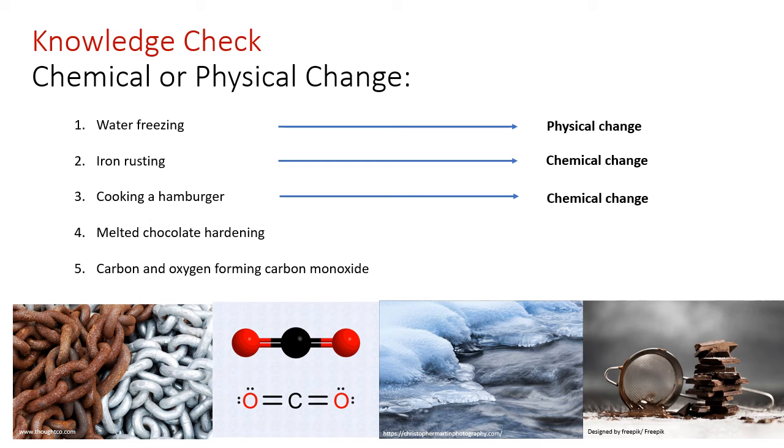Melted chocolate hardening. This would be a physical change. Very similar to when water freezes, when melted chocolate becomes solid, its makeup remains the same, it just changes states. And carbon and oxygen forming carbon monoxide. That is a chemical change. You're starting with two different elements, carbon and oxygen, and through a chemical change, creating a new compound.